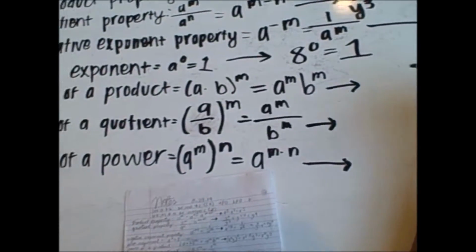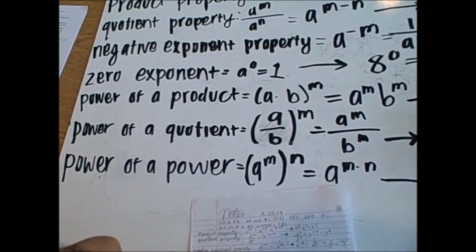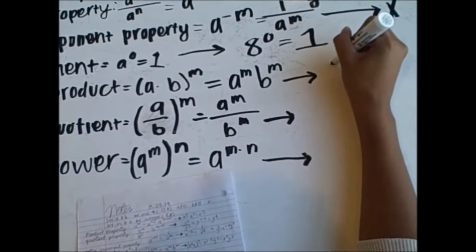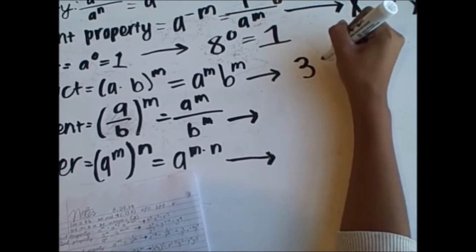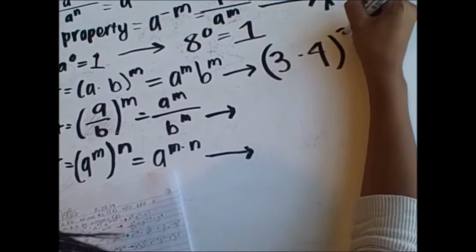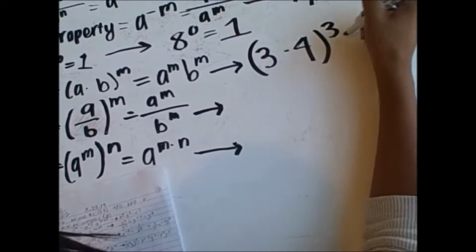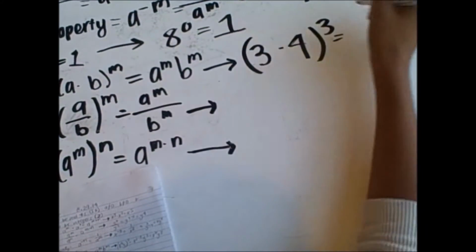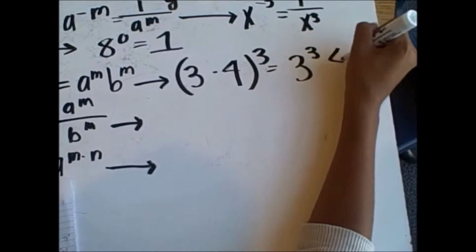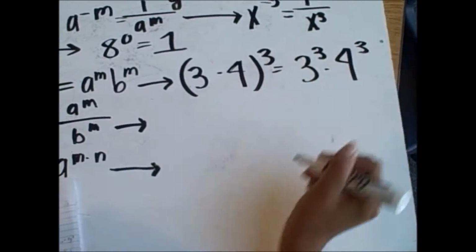The next we have power of a product, which is two numbers to the same exponent. So you could have 3 times 4 to the third exponent, and then you just have to know to distribute the exponent. So it's 3 to the third power and 4 to the third power.